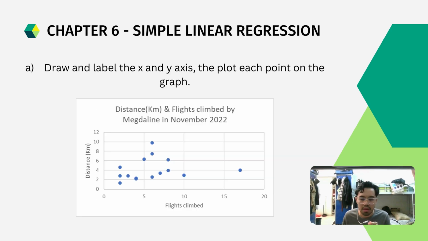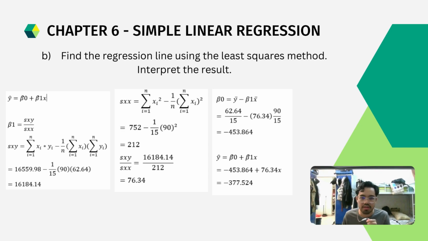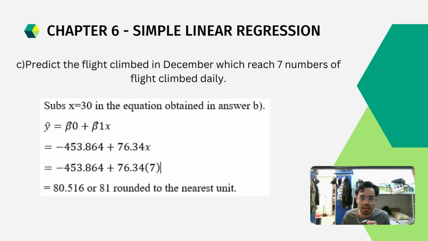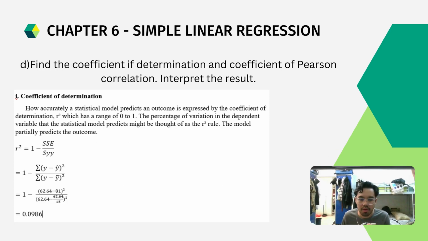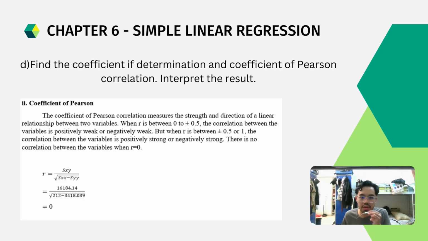For A, draw and label the x-axis and y-axis. So for B, find the regression line using the least square method, interpret the result. C, predict the flight climb in December which reached 7 numbers of flight climbed daily. D, find the coefficient of determination. Also D, find the coefficient of Pearson.